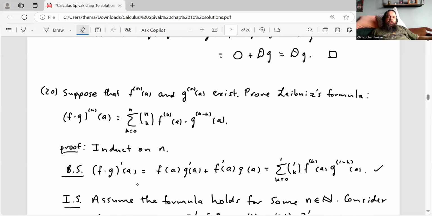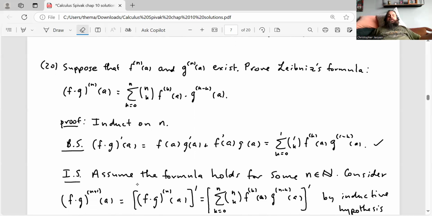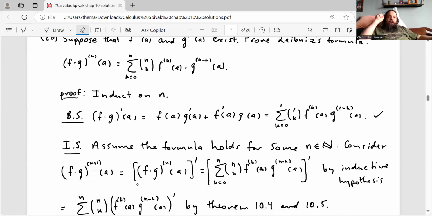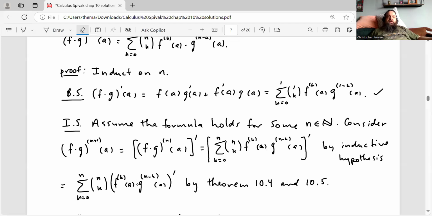Okay, question 20. Suppose that the nth derivative of f at a and the nth derivative of g at a exist. Prove Leibniz's formula. You can think of this as a sort of product rule for nth derivatives. And so we'll prove this by induction. So induct on n. The base step is just the first derivative of f times g. It's just a product rule, so there's really nothing complicated there.